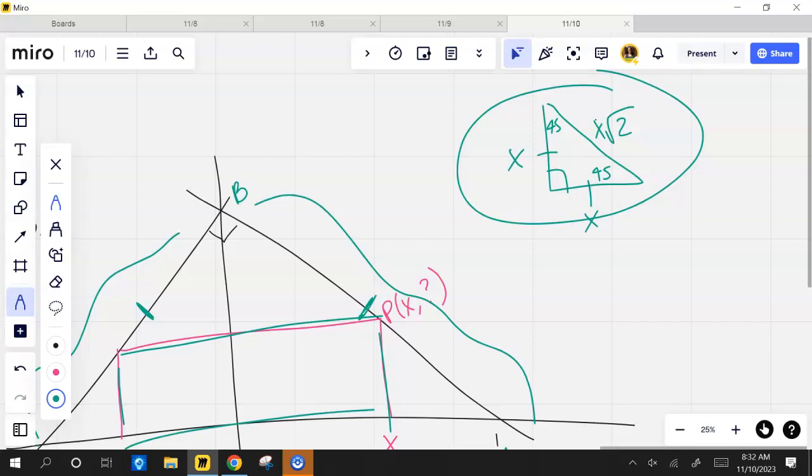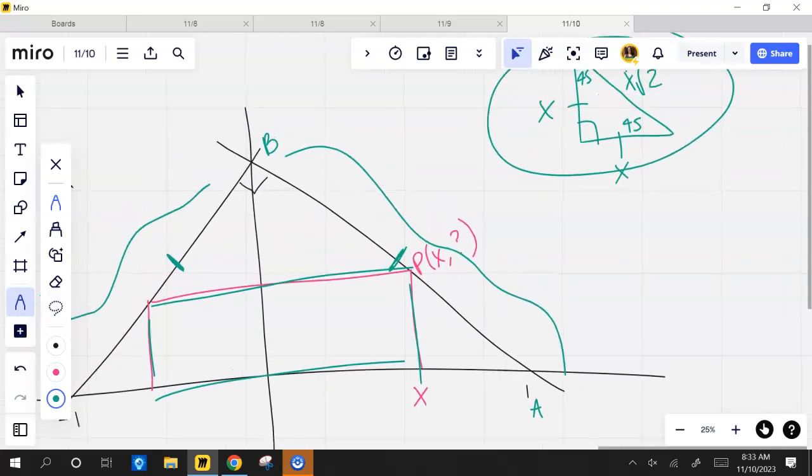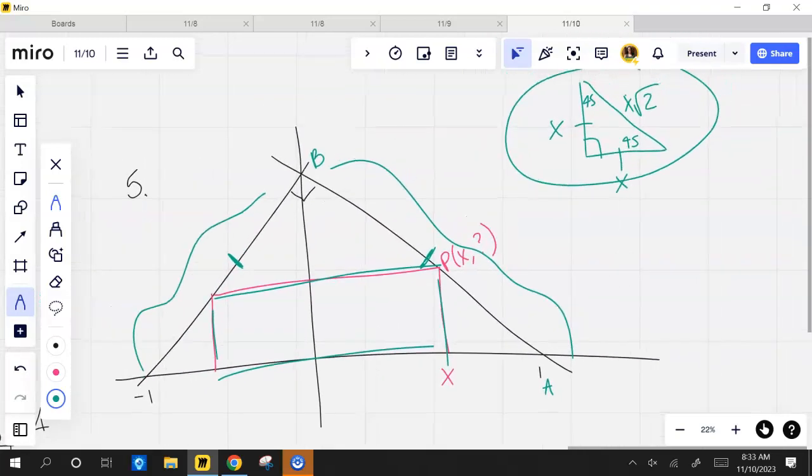All right, so why is that important? That's important because, well, we might not even need it for this one. Let's see. That's okay. You need to know that.